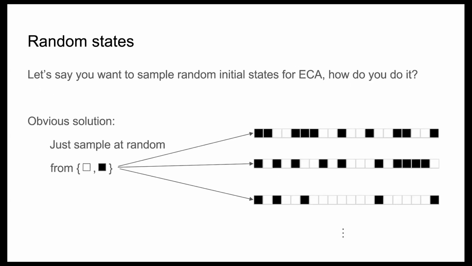The work started from a very simple problem. We wanted to sample some initial states for these elementary cellular automata. And how do you do it? There's an obvious solution, which would be to just sample at random from the set of black and white states, which gives you all these nice initial conditions and lets you run your ECA rules on them.